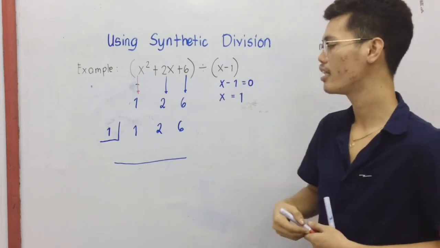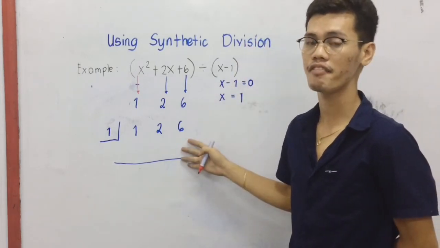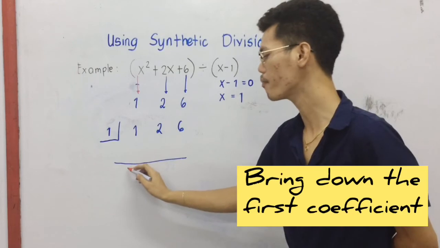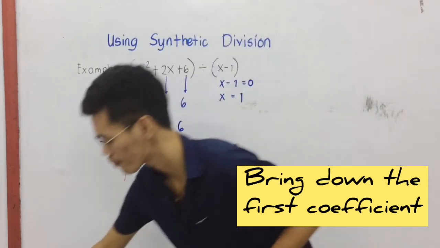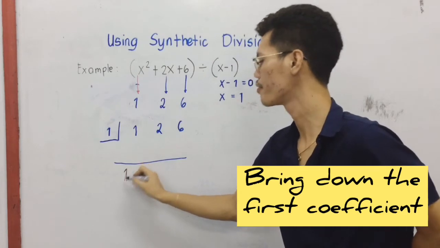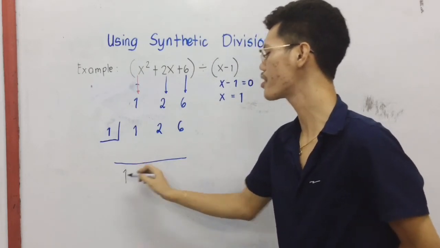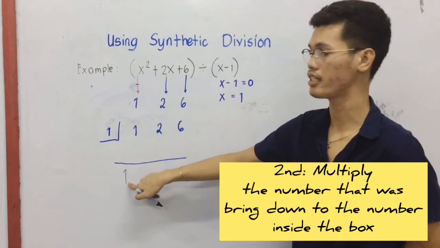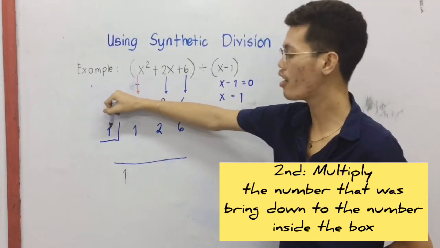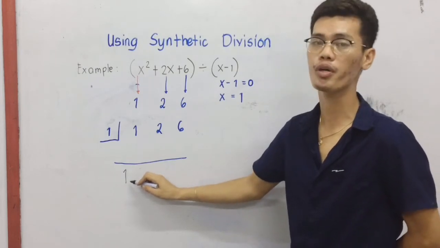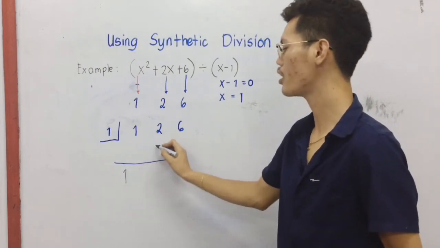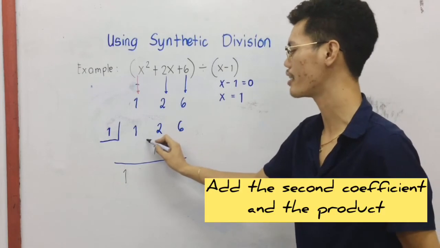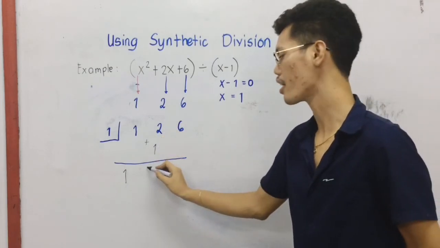So how to operate this? Okay, let's proceed. In operating the synthetic division, the very first thing to do is to bring down the first coefficient. So we have to bring down 1 below the horizontal line. After bringing down 1, we have to multiply this 1 by the value of x. So 1 times 1 makes 1. Where are we going to put the product? We have to put it below your second coefficient. Afterwards, we have to add. 2 plus 1 makes 3.